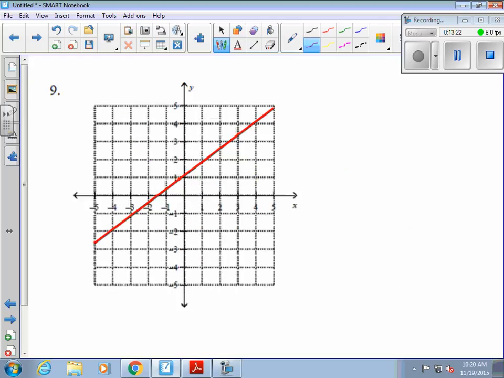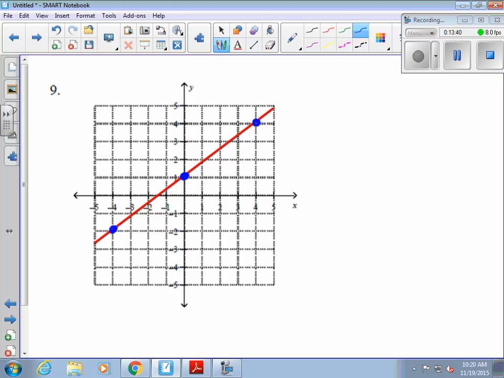Number 9, we can clearly see that this graph is rising. Again, pick 2 good intersections. Here is a good intersection. Here is a good intersection. They have others. This one might be considered a good intersection.